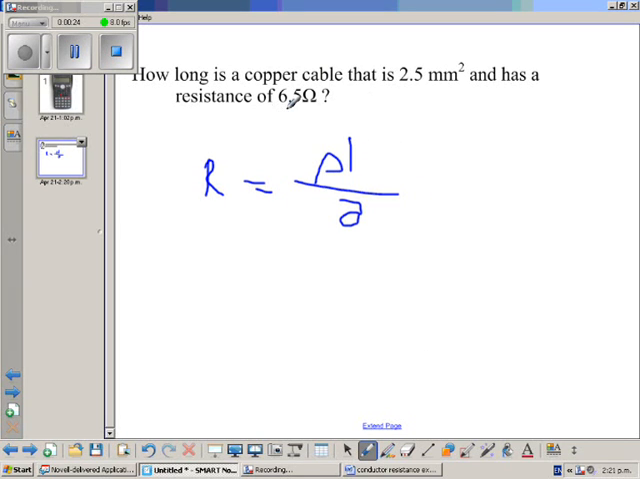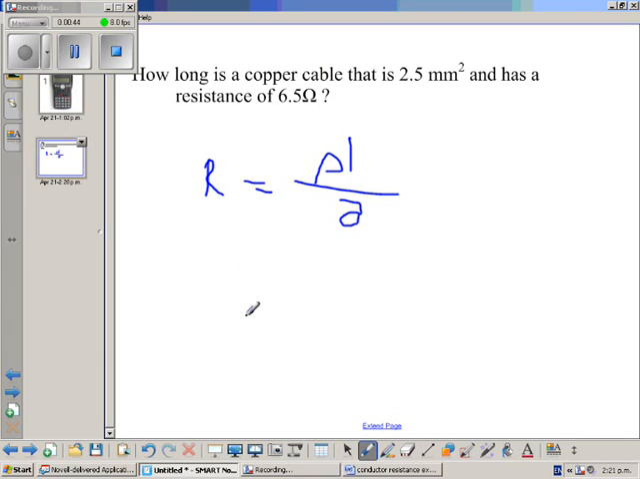So we know our resistivity because it's copper, so it's going to be 1.72 by 10 to the negative 8, and we know its area, 2.5 millimeters squared. There's our area, there's rho, and we know our resistance is 6.5 ohms. So what we're after in this case is the length.